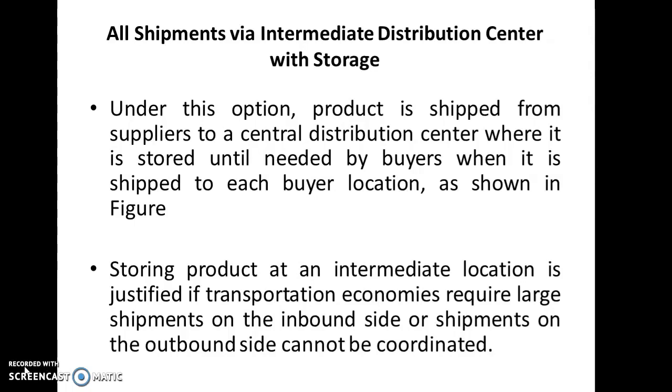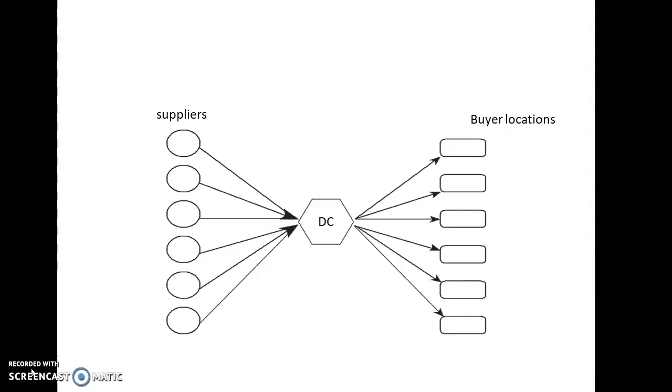So we need to store the products in the warehouse in very large quantity. Then we have to ship the products to the customers or retailers as and when they need the products. As you see in this diagram, the products are moved from suppliers to distribution center warehouse in large quantity. Then from the distribution center, products are shipped to the buyer locations as and when they need the product.